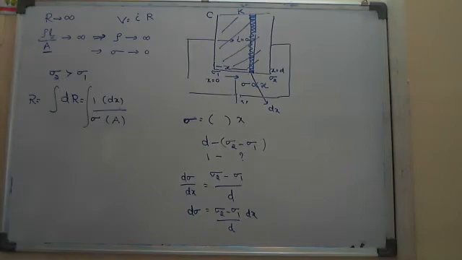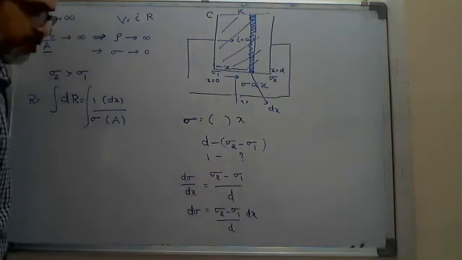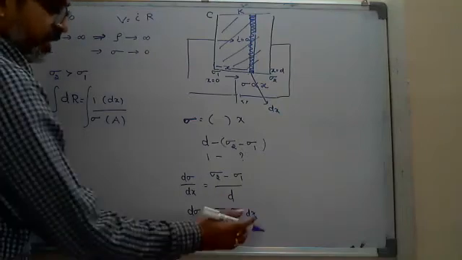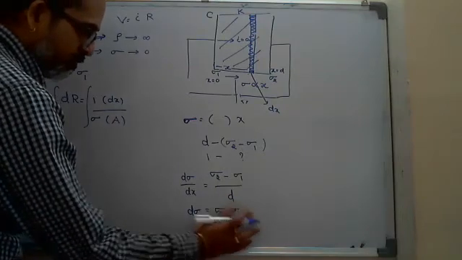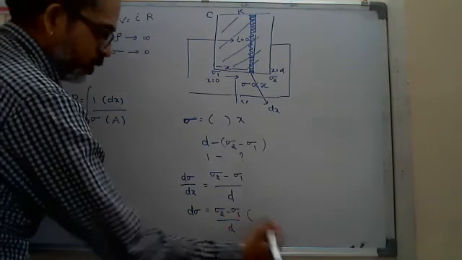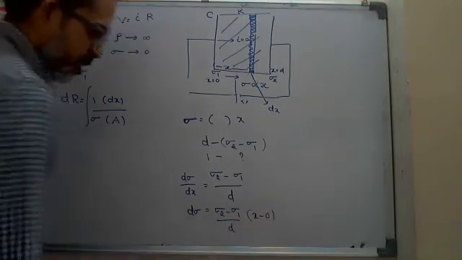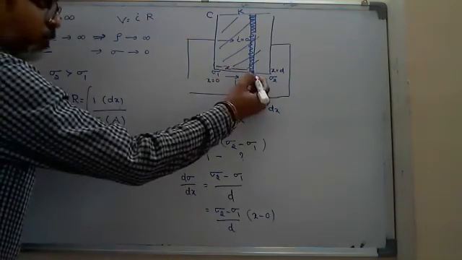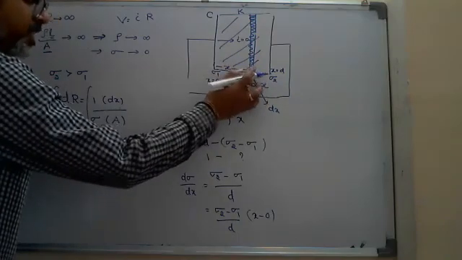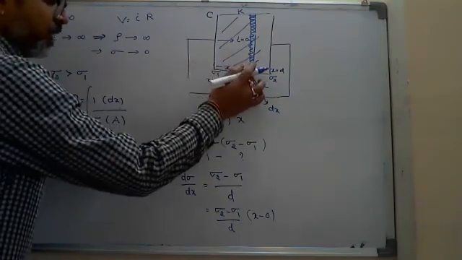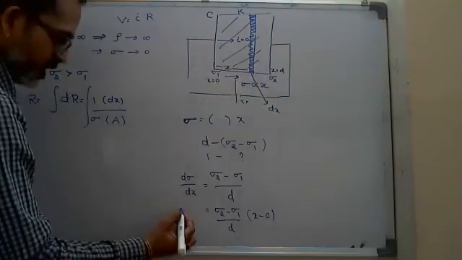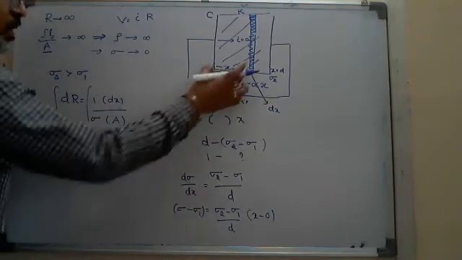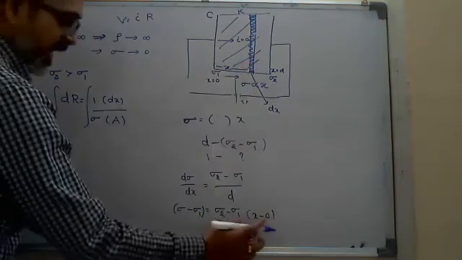We want the sigma at a distance x. At a distance x means here the dx value, if you change from 0 to x, means x minus 0. The d sigma value here changes from sigma 1 to sigma. Means change in the value is sigma minus sigma 1. This is d sigma, for a distance from 0 to x.